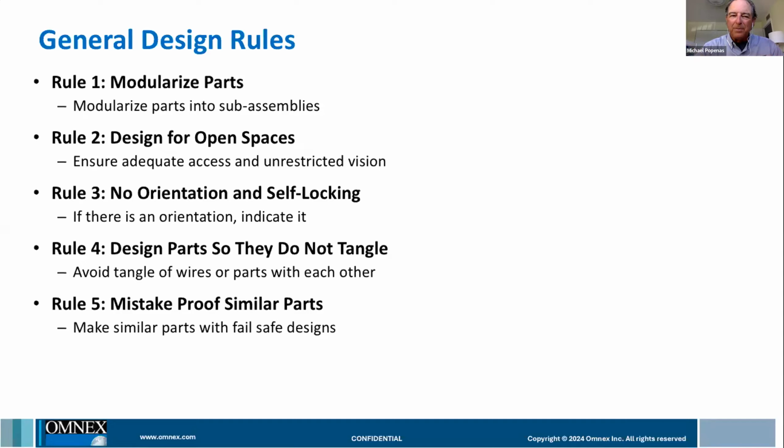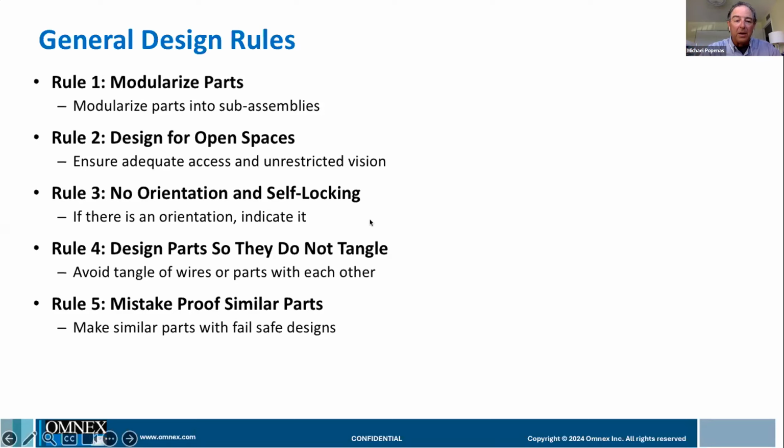Looking at simplifying the parts, general design rules. Let's modularize. Can we take components and neighboring parts and combine them into one? Can we reduce the number of parts? We need to think about designing for open spaces so operators and techs have easy access to get in and do what they need to do. Unrestricted vision. Start to think about your manufacturing systems that are out there, your production systems, your production lines, and all the things that go on there. How busy are your operators? Are they able to see stuff?